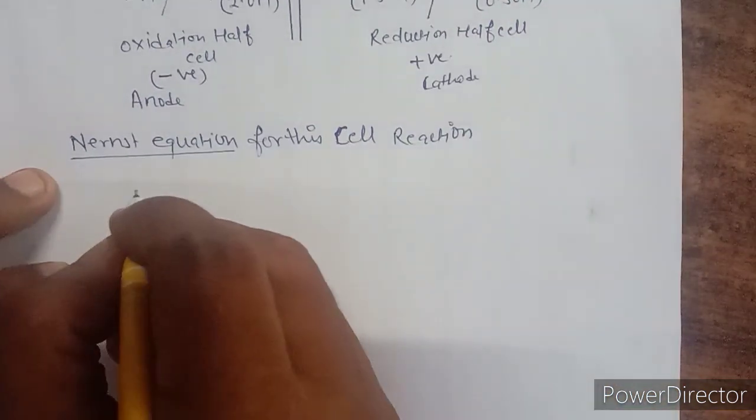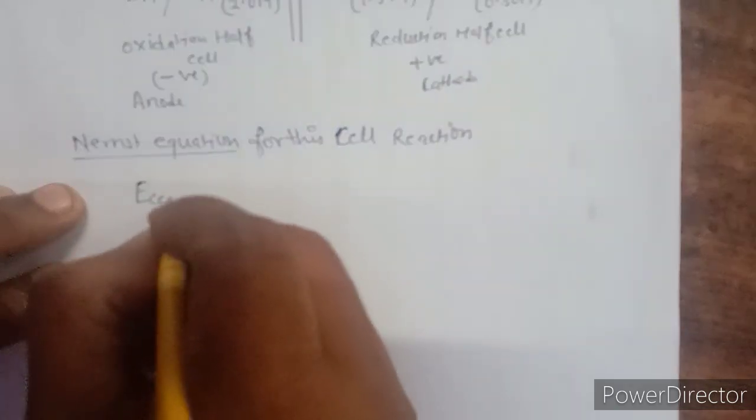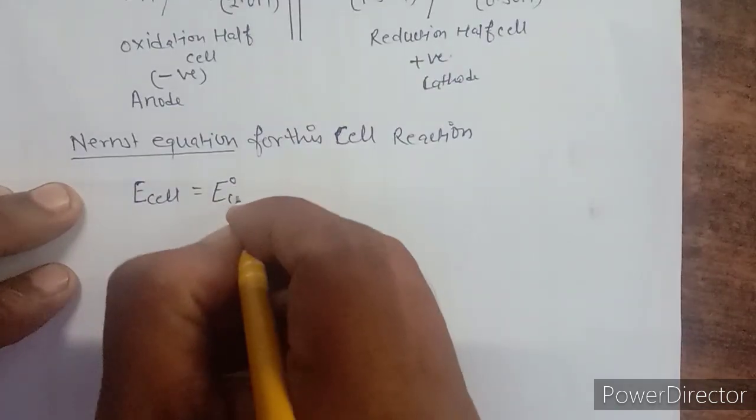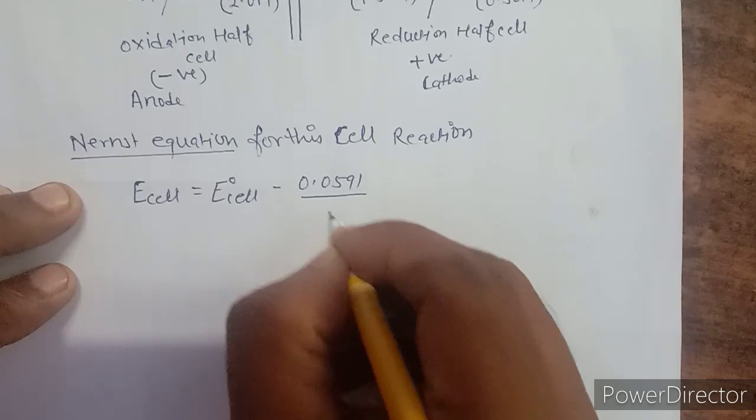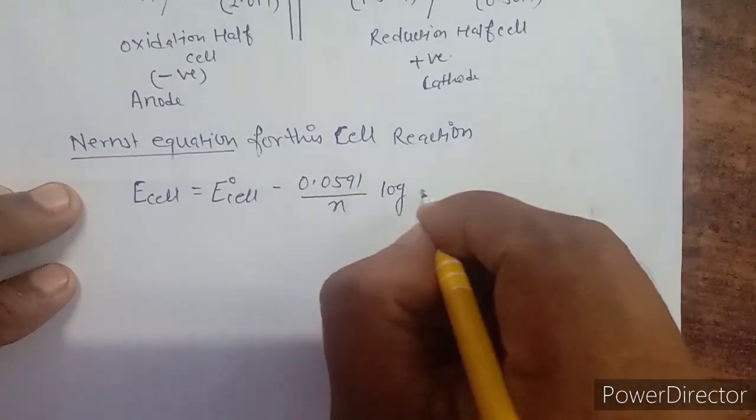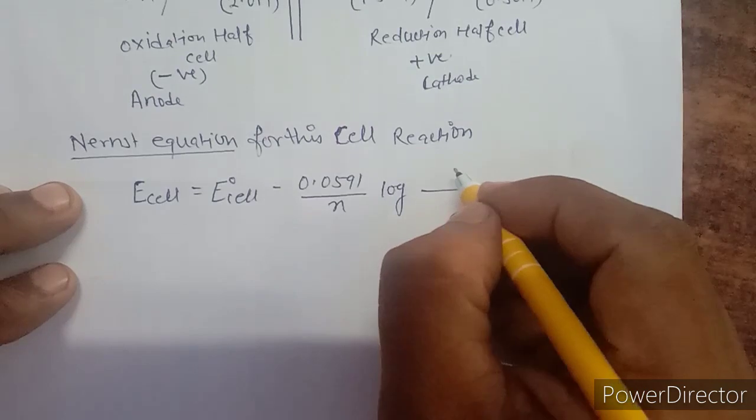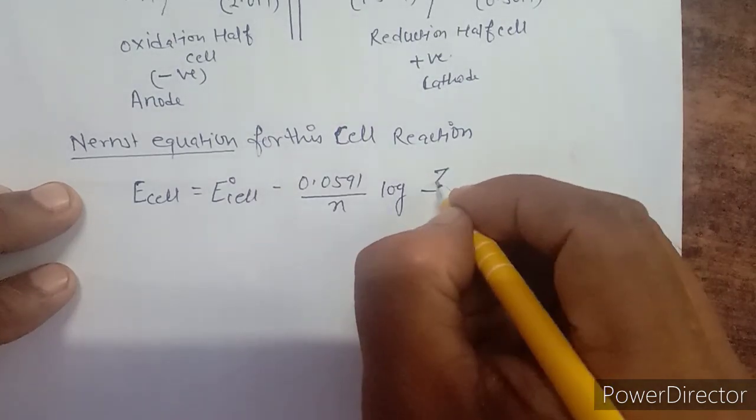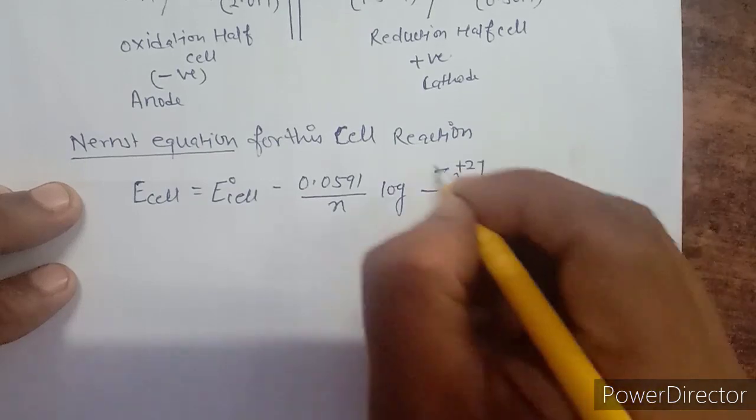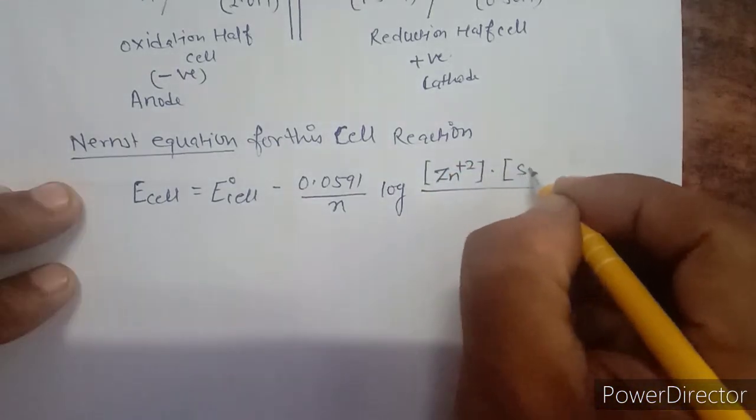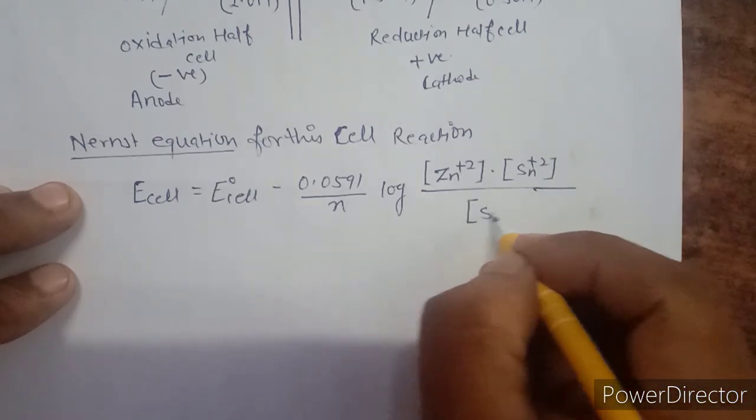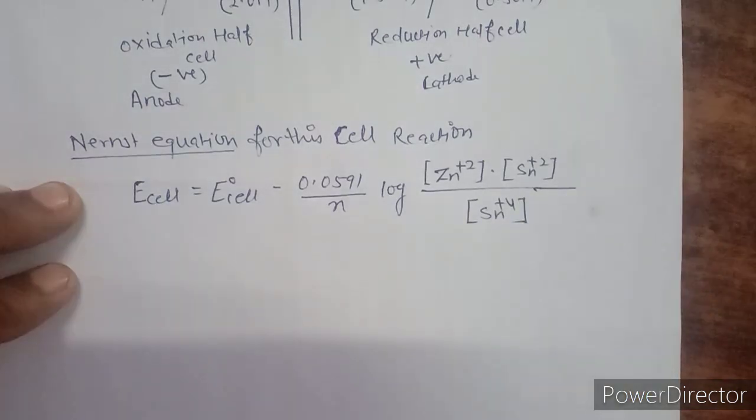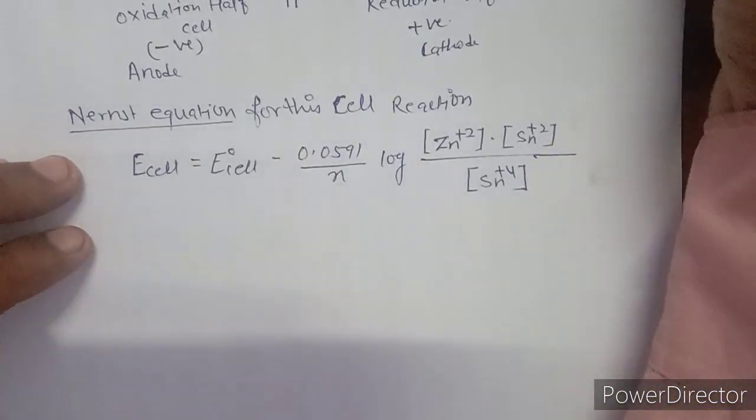What will it be? E cell is equal to E cell naught minus 0.0591 divided by n log Zn+2 ion concentration into Sn+2 ion concentration divided by Sn+4 ion concentration. This is the Nernst equation for this cell reaction.